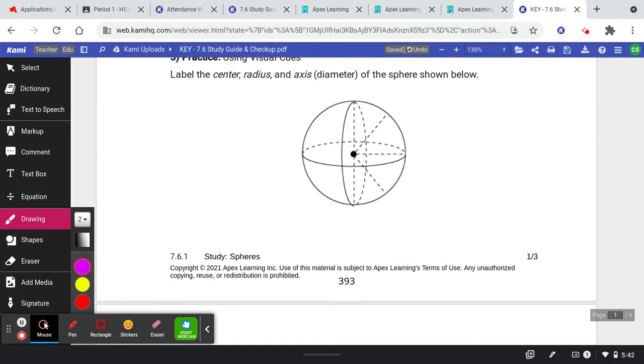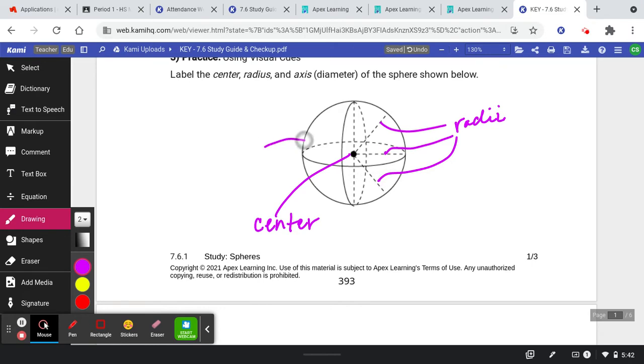So if you look at this picture right here, this right here is the center of your sphere. We still have radii. So there's a radii, there's a radii, there's a radii. And then we've got this line through the center, which is your diameter or axis of the sphere, like turning on that axis.